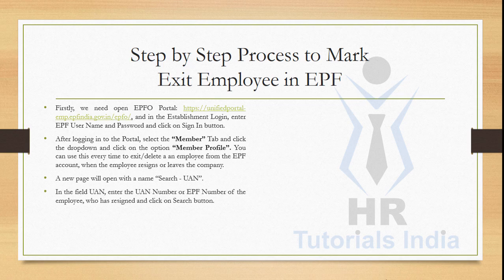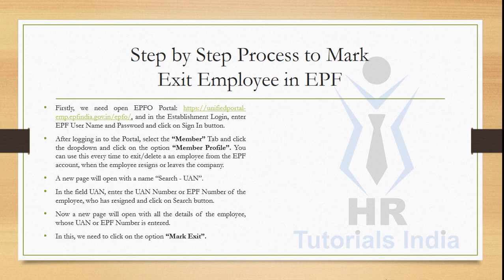In the field UAN, enter the UAN number or EPF number of the employee who has resigned and click on the search button. Now a new page will open with all the details of the employee whose UAN or EPF number is entered. In this, we need to click on the option Mark Exit. After clicking on the Mark Exit button, details for exit or deleting the EPF account will be displayed.